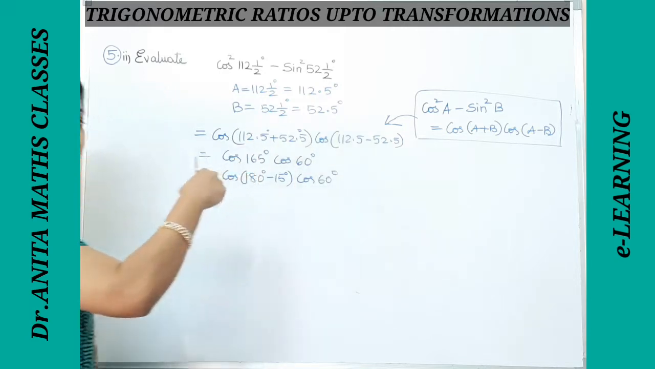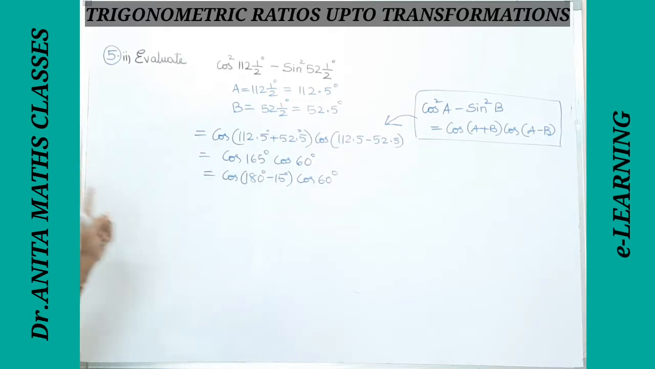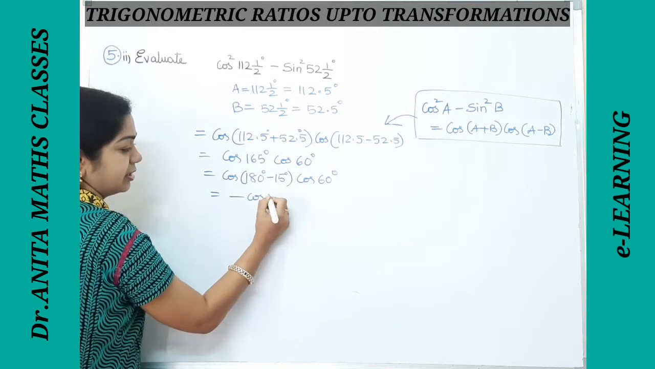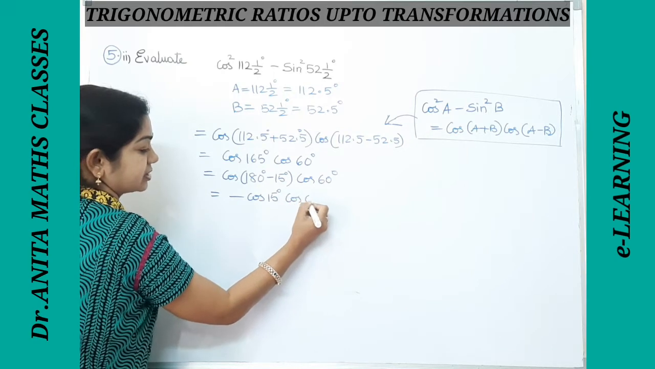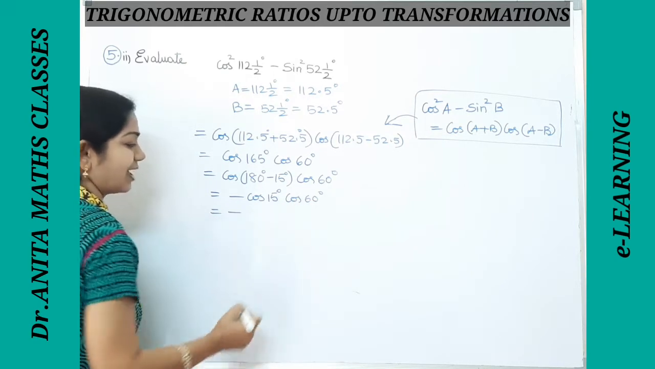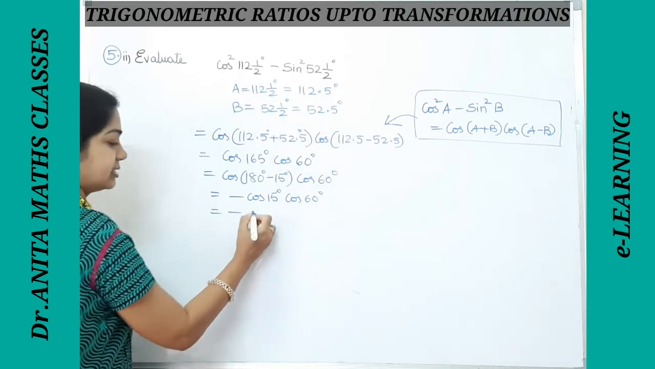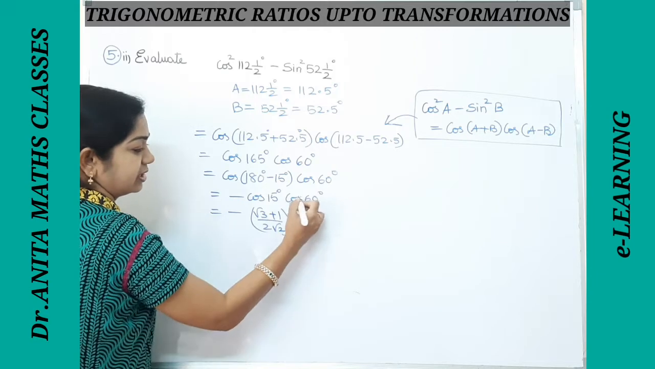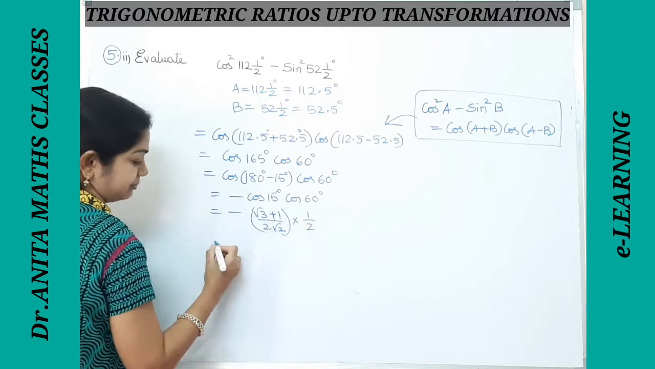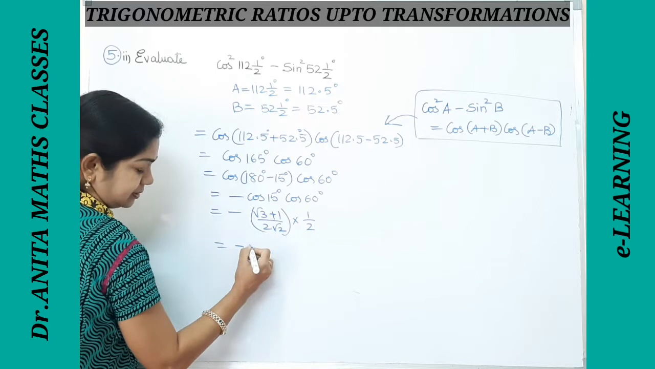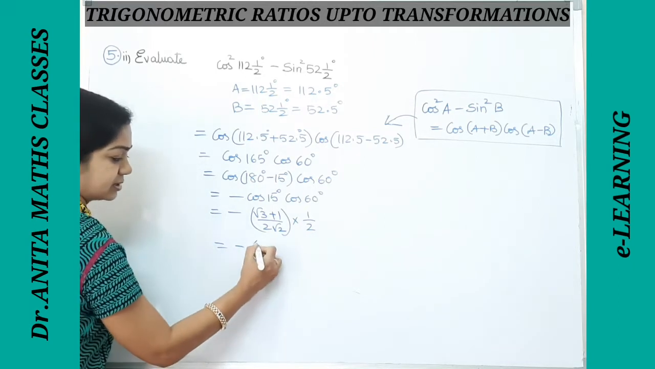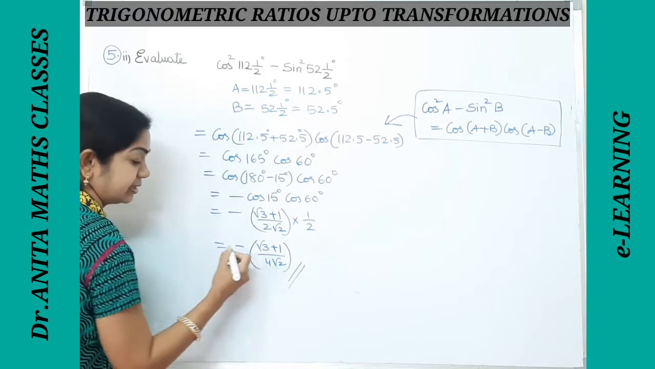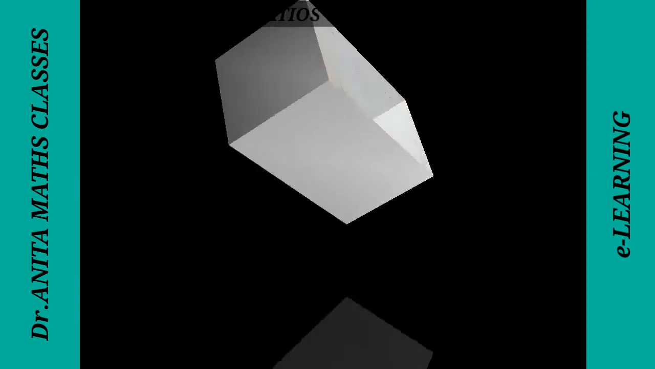So 180 minus 15 comes into the second quadrant, right? In the second quadrant, cos is negative only, so minus cos 15 degrees, cos of 60 degrees. So we know the value of cos 15 degrees, that is root 3 plus 1 by 2 root 2, and cos 60 degrees is 1 by 2 simply. So minus is there, multiply this. Okay, so this comes to minus root 3 plus 1 by 4 root 2. This is the final answer. Minus is already there. Pause the video and note it down.